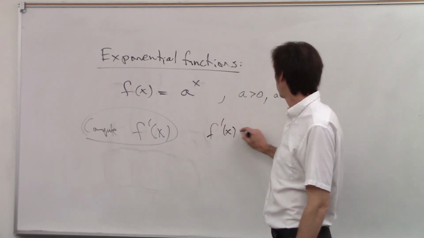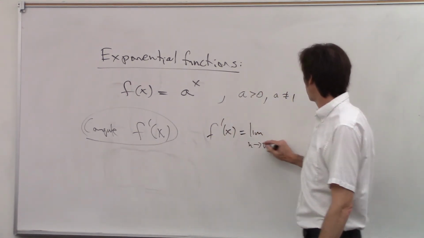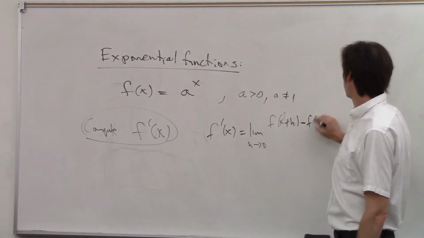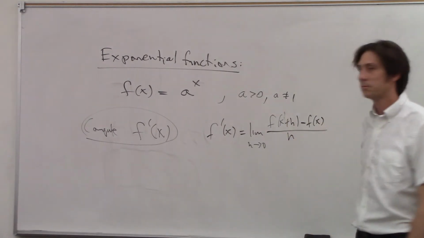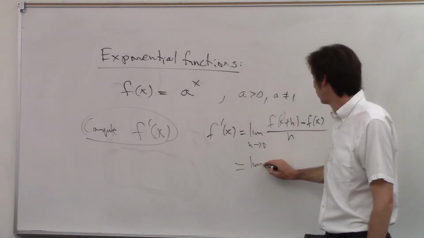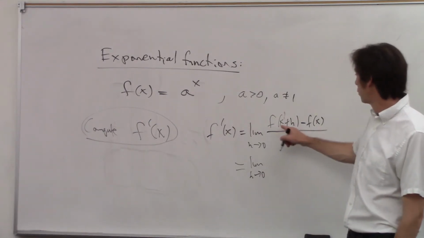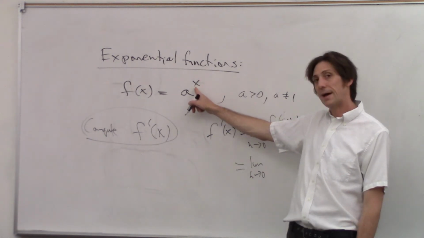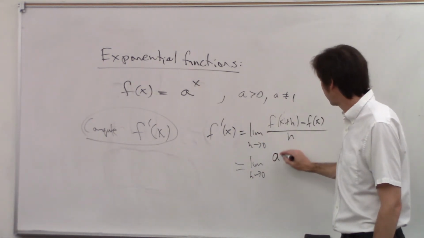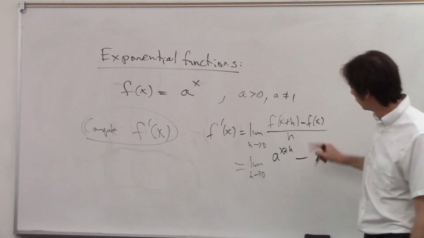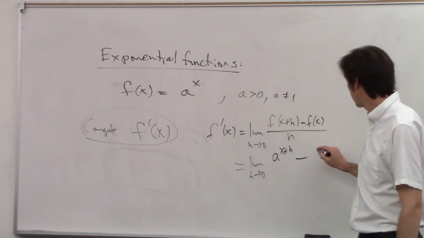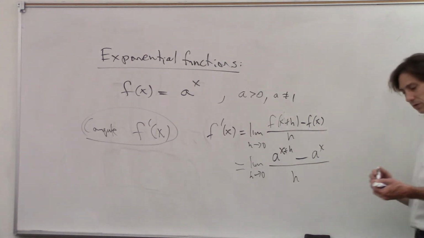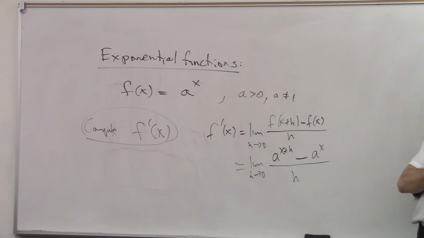So, f prime of x will be the limit as h goes to 0 of f of x plus h minus f of x all over h. We plug in. The first term in the numerator tells me plug x plus h into the function. So that means my exponent becomes x plus h, so that's a to the x plus h. And then I have to subtract f of x, which is just a to the x. And then I'm dividing by h. This limit is kind of different from limits that we've seen before.